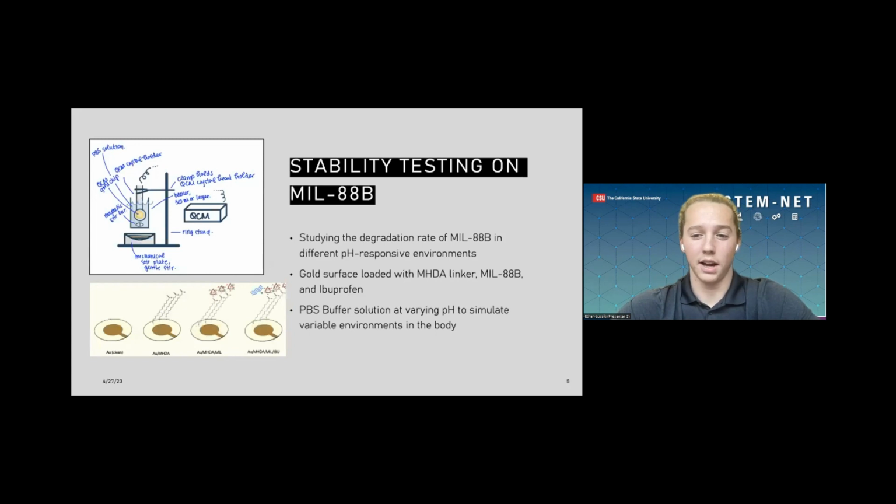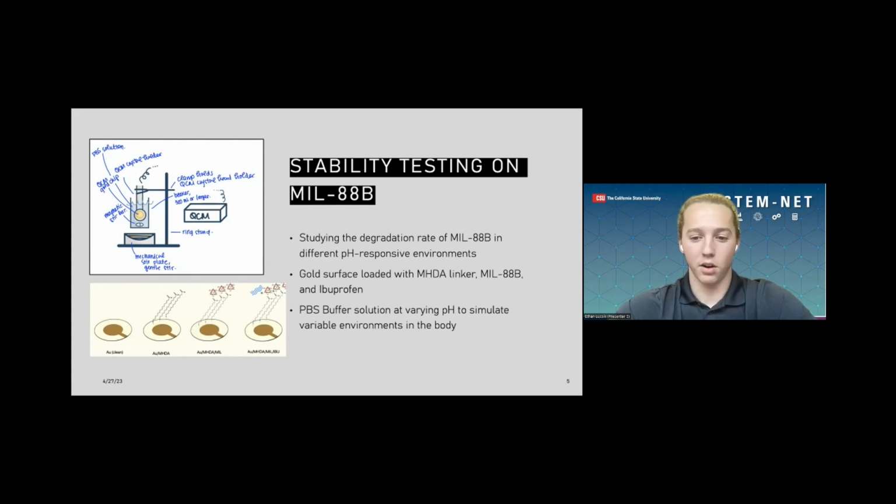For instance, the gastrointestinal, or GI, tract contains a broad pH range between 1 and 7.5. This can result in various retention times of therapeutic compounds within the body. So to test if MIL88B is pH sensitive, QCM was used to test and monitor its degradation rate in different pH solutions. The QCM apparatus is shown in the middle and depicts a gold chip coated with MIL88B crystals, which have been loaded with ibuprofen and are left in a buffer solution of the predetermined pH that we are testing.